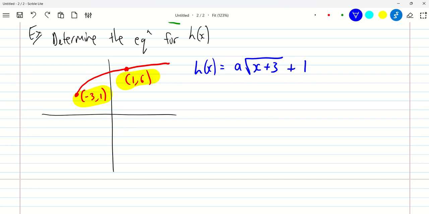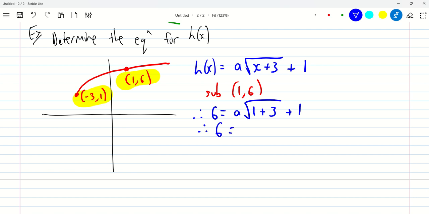We just need to know what the dilation factor is. So let's sub in a point. Sub in 1, 6 in here. Then we get 6 equal to a root of 1 plus 3, plus 1. Therefore 6 is equal to, 1 plus 3 is 4, the square root of that is 2, so 2a plus 1, which gives a equal to 5 over 2.